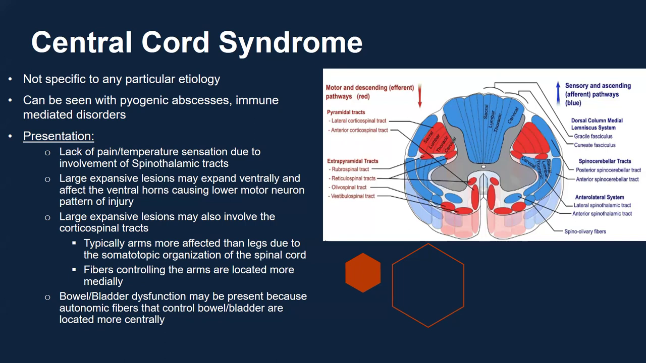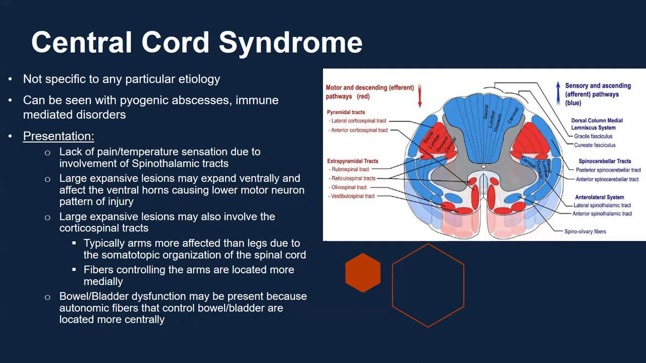If they extend far enough, it can also involve the corticospinal tracts. But if these are involved, typically the arms will be more affected than the legs, just due to the somatotopic organization of the corticospinal tracts. And lastly, fibers that control bowel and bladder function are typically located more medially, so these patients often have bowel and bladder dysfunction early in their disease course.